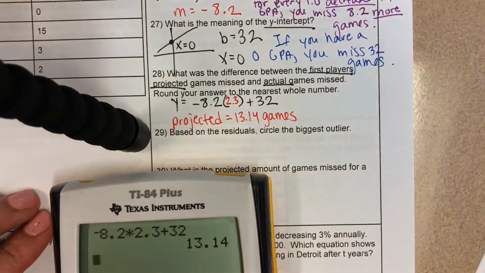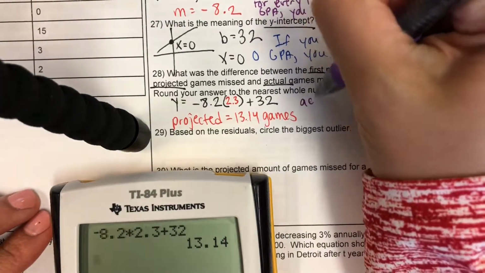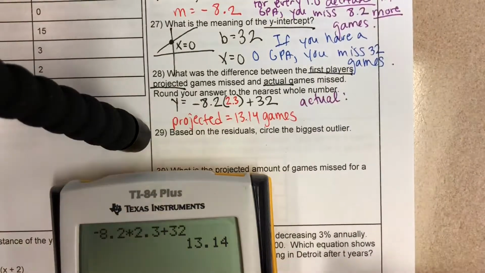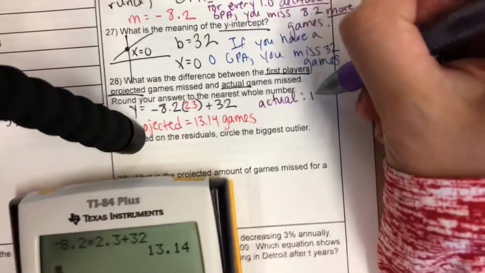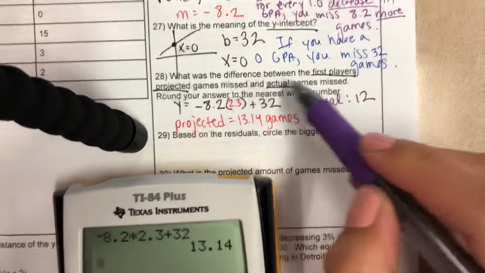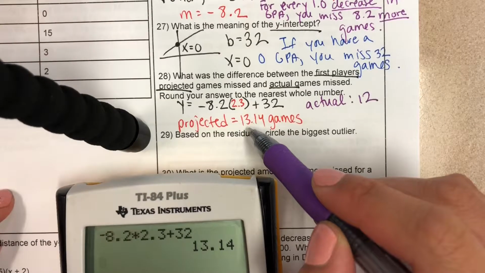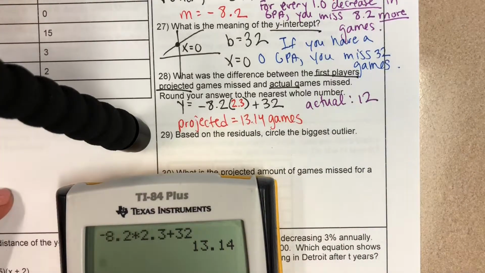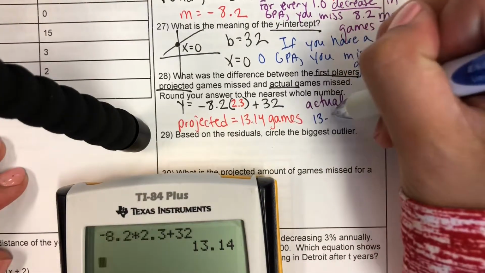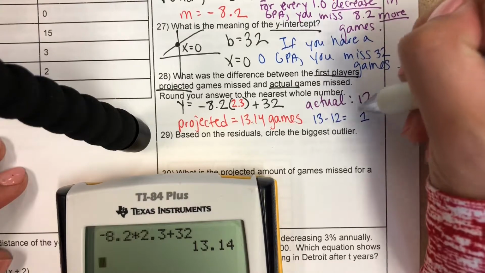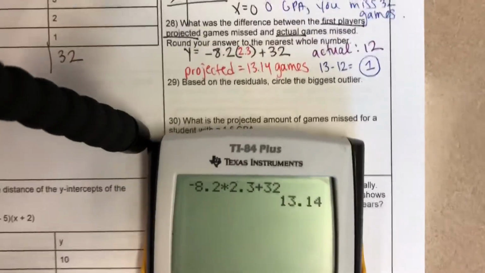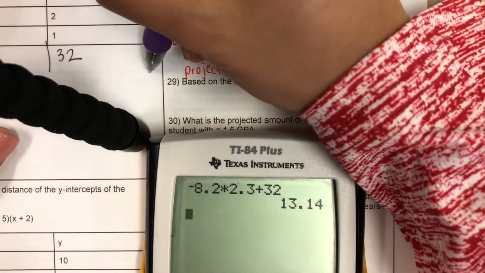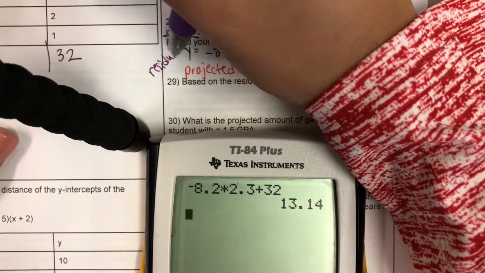All right, let's figure out what the actual is. The actual games that he missed was only 12. So what is the difference between the projected 13 games and the actual 12 games? All I need to do is 13 minus 12, and the difference is 1. If you wanted to do it differently on the calculator, this is what we would call the residual.